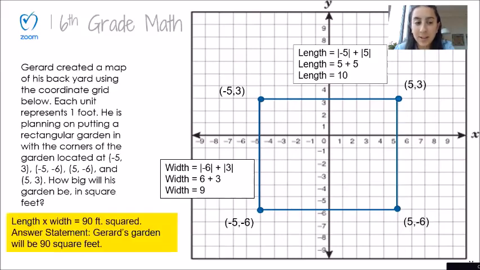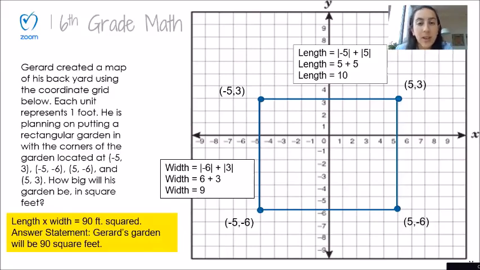Take a look at how I solved. Length times width equals 90 feet squared. Remember your units. You need to have feet squared as your unit since this is area. And then I write an answer statement. Gerard's garden will be 90 square feet.